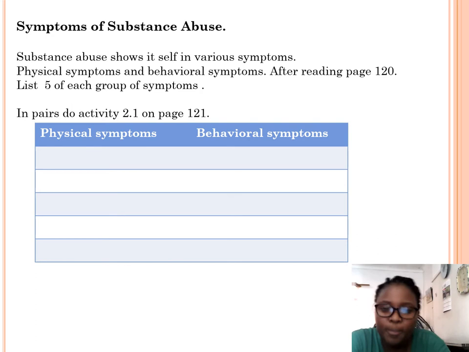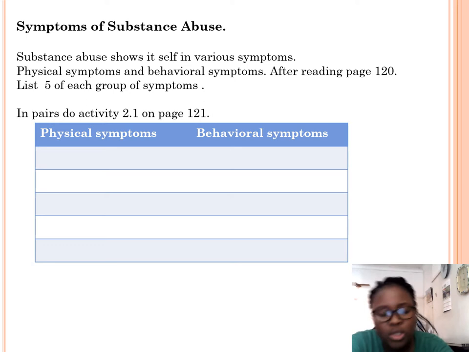So it can manifest physically in your body. We can see it. We can spot that you are doing something with it. Or it can change or alter your behavior. So those are now called behavioral symptoms. Okay, this is another activity. Now you have to list 5 physical and 5 behavioral.